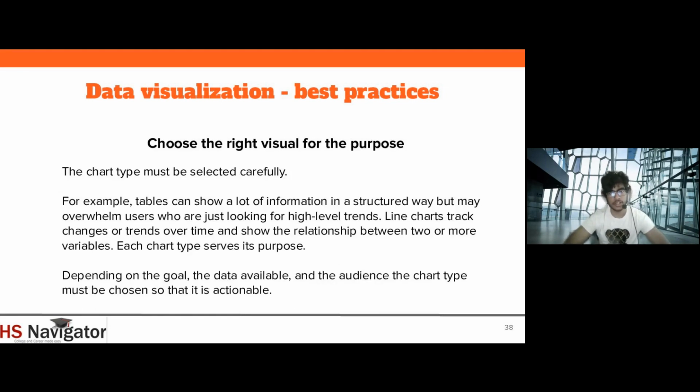Best practices. Choose the right visual for the purpose. The chart type must be selected carefully. For example, tables can show a lot of information in a structured way, but may overwhelm users who are just looking for high-level trends. Line charts track changes over a period of time and show the relationship between one or more variables. Depending on the goal, data analysis, the data available, and the audience type, the chart type must be chosen so that it is actionable.